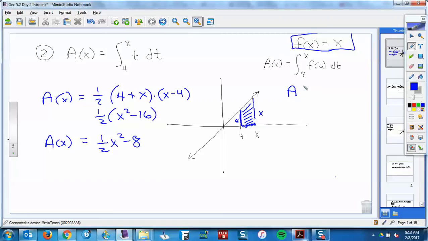A of 4 equals 0. That's the free initial condition we get, because right here, if we put a 4 for this x, that's the same as putting a 4 for that x. The area from 4 to 4 is 0. Okay? We may not know any other areas, but we know that one is 0.